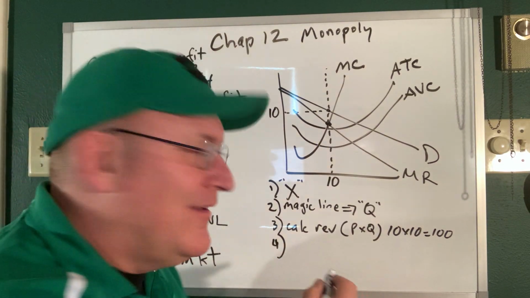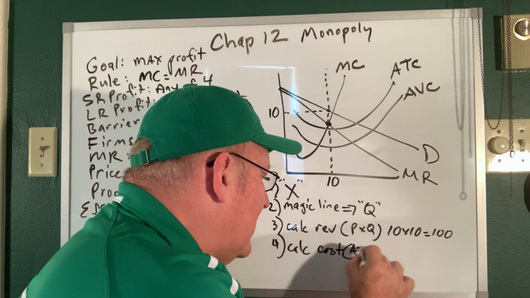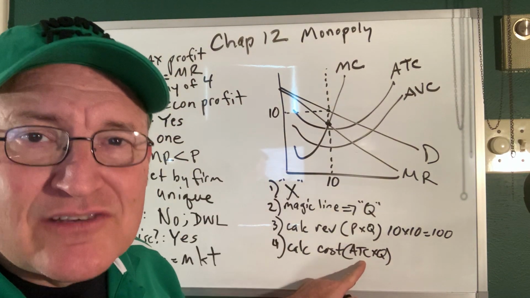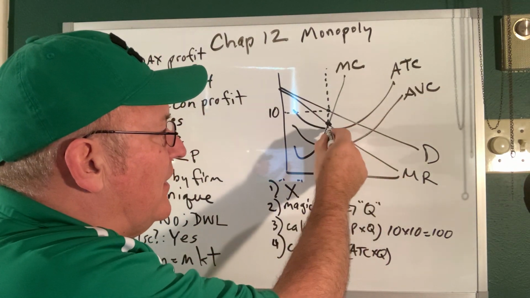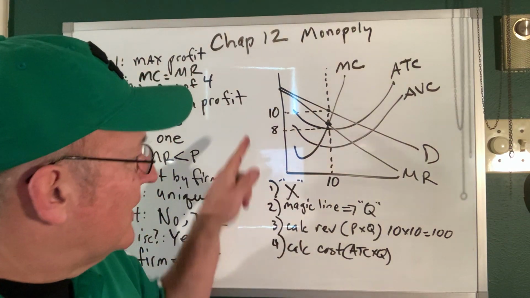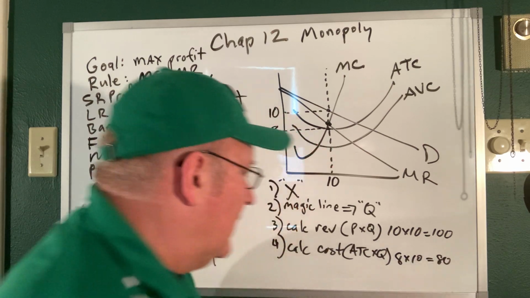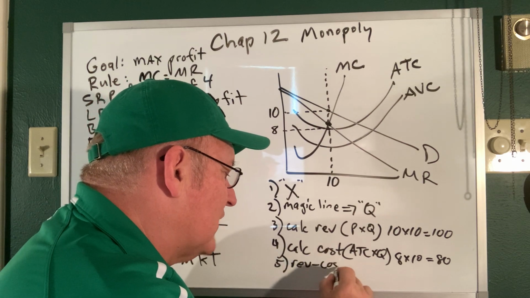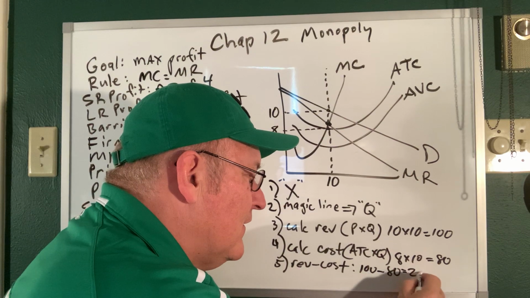Step four is calculate cost. You're going to take where that magic line intersects the average total cost curve. In this case, it's right here, and take that times the quantity. So in this case, it's going to be 8 times 10, 80. Step five is just revenue minus cost. So in this case, it's revenue 100 minus cost of 80, 20.